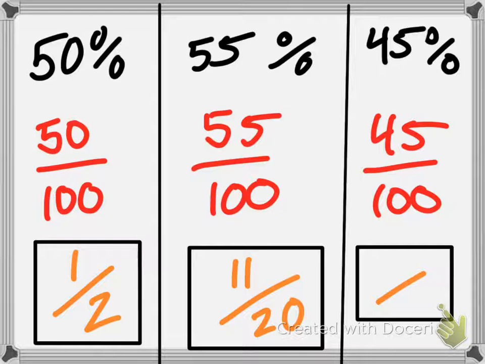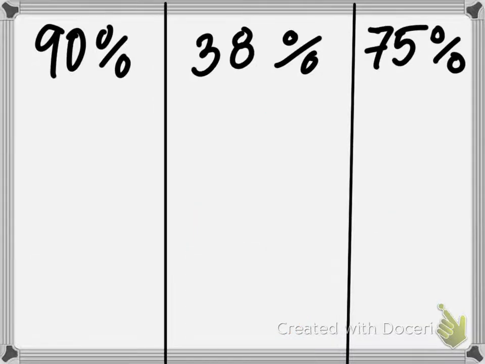It's 9 over 20. Perfect. So Ben got 9 over 20. He also divided them by 5. Excellent, you guys. Try these ones now.